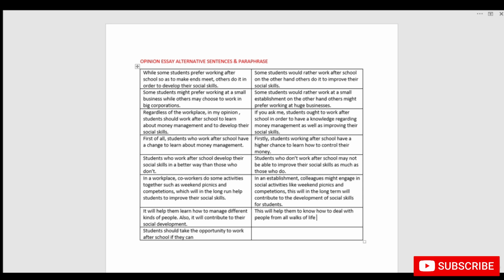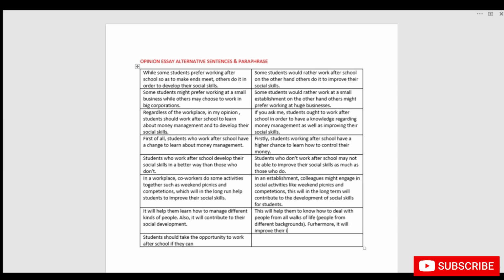All walks of life means that there are different people from different backgrounds. In this part, for example, you can say alternatively, people from different backgrounds. And instead of using also, you can say furthermore. It will improve their interpersonal relations. So instead of saying social development, I say interpersonal relations, which in a way corresponds to social development.